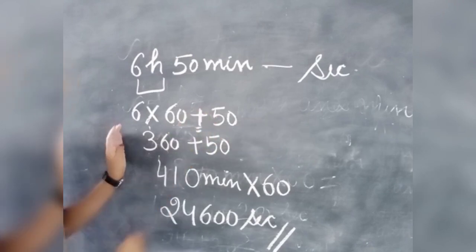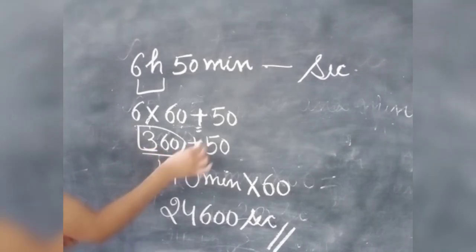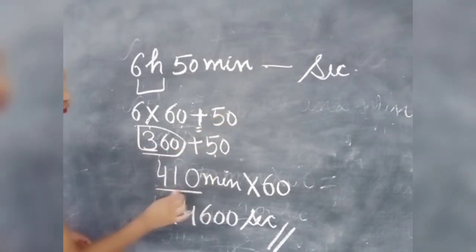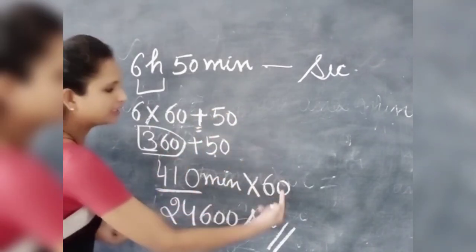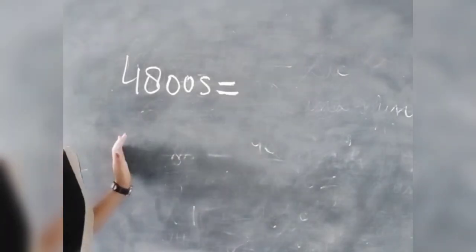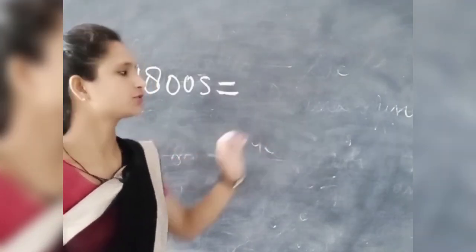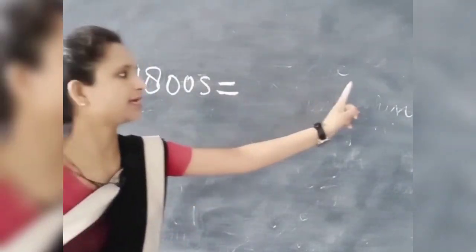Okay, do not forget to add this. Then you have to multiply 360 plus 50 minutes. Okay, 410, then again you have to multiply it with 60 to get the answer in seconds. Now we have to convert seconds into hours and minutes.